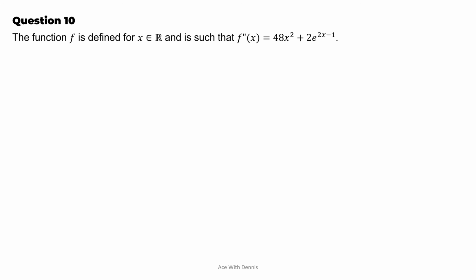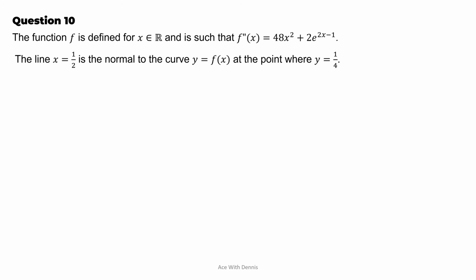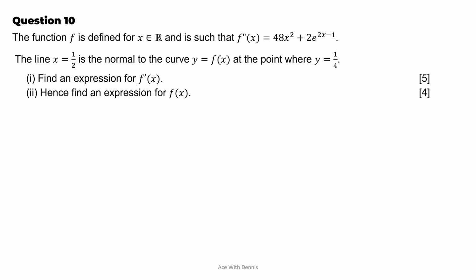Question 10. The function f is defined for x, a subset of the real numbers, and is such that f double prime x equals 48x squared plus 2e to the power of 2x minus 1. The line x equals half is the normal to the curve y equals f(x) at the point where y equals 1 over 4. 1. Find an expression for f prime x, 5 marks. 2. Hence, find an expression for f(x), 4 marks.